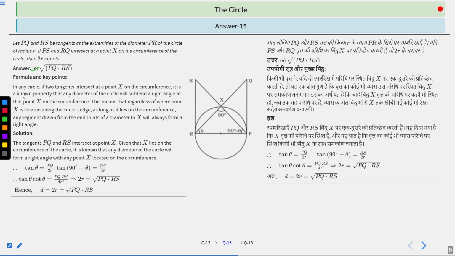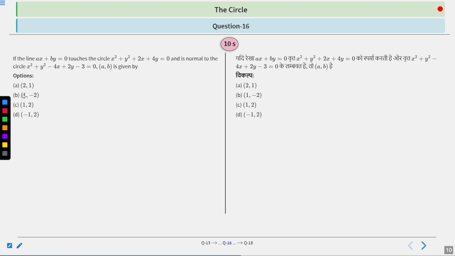Okay, let's move to the next question. Question number 16 says, if the line ax plus by equal to 0 touches the circle x square plus y square plus 2x plus 4y equal to 0 and is normal to the circle x square plus y square minus 4x plus 2y minus 3 equal to 0, then a and b is given by.